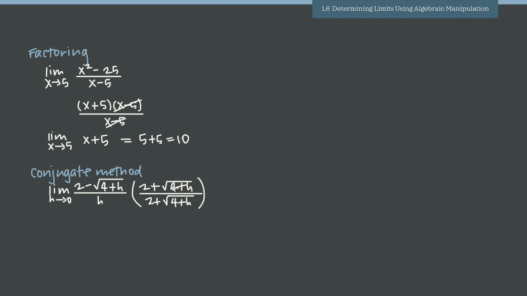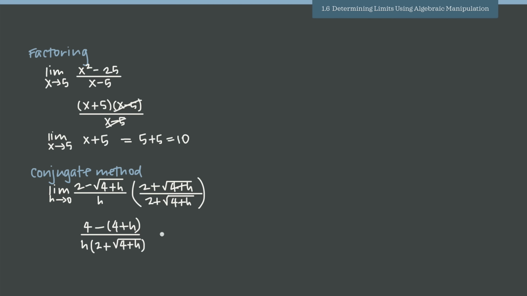And then when we multiply this out, we get 2 times 2. Remember, we have to FOIL this out. We have to use distribution here. So 2 times 2 is 4. Then we get plus 2 times root 4 plus h, minus 2 times root 4 plus h. Those two middle terms cancel each other, leaving us with just minus root 4 plus h times root 4 plus h, or minus 4 plus h, because the square roots cancel. And in the denominator, we end up with h times 2 plus root 4 plus h, like this.